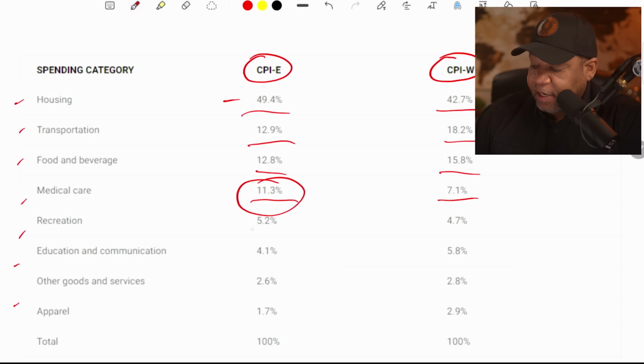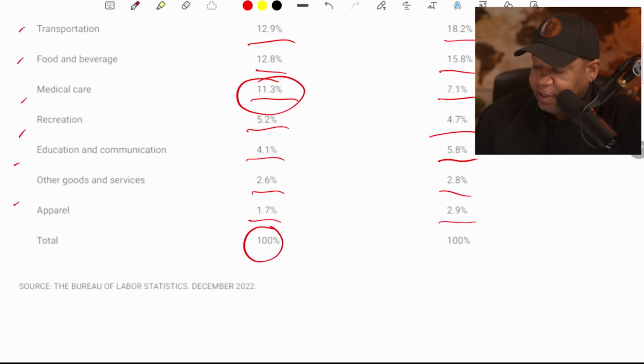Now, when it comes to recreation, CPI-E 5.2%, CPI-W 4.7%. Education and communication, CPI-E 4.1%, and CPI-W 5.8%. So when you're older, you're probably not going to college and things like that. So that's why this is lower here. But for the CPI-W, it is higher. And then going down to other goods and services, CPI-E 2.6% and CPI-W 2.8%. Apparel, CPI-E 1.7% and then CPI-W 2.9%. And so those are the categories, and they total 100%.